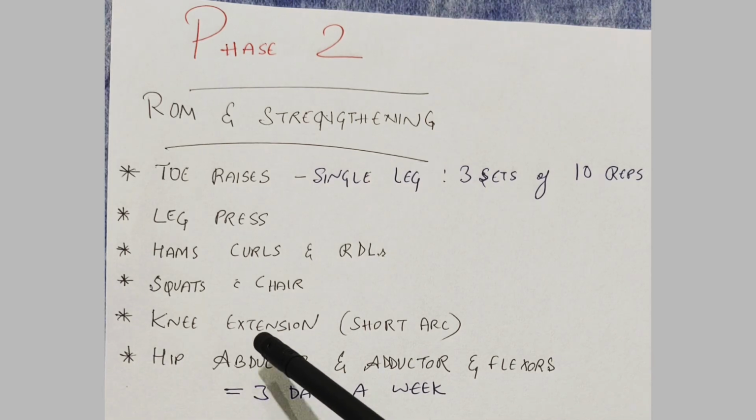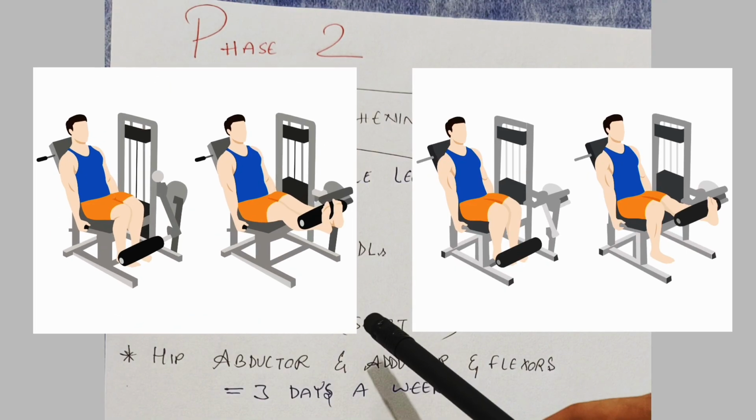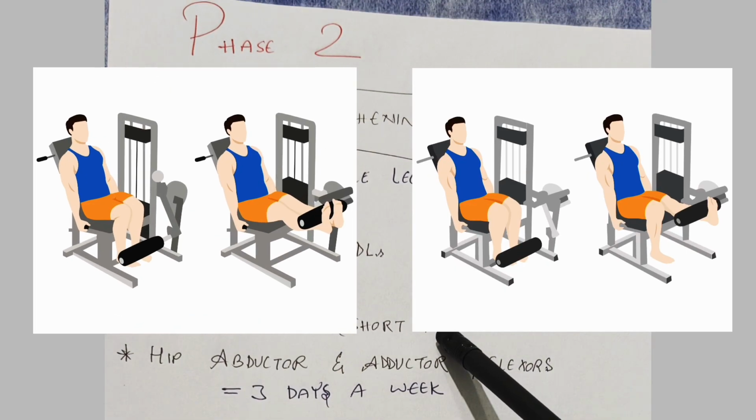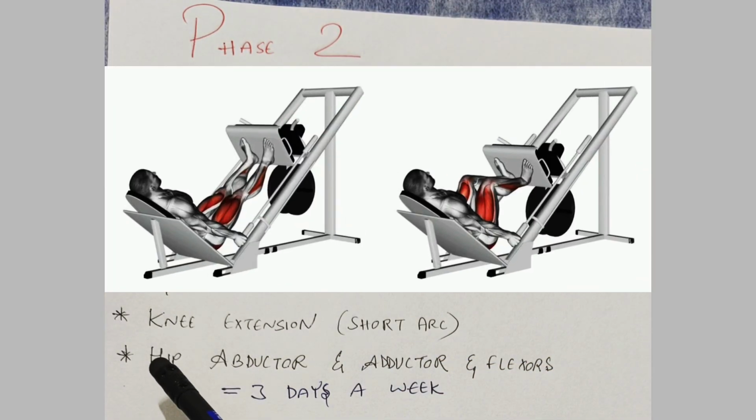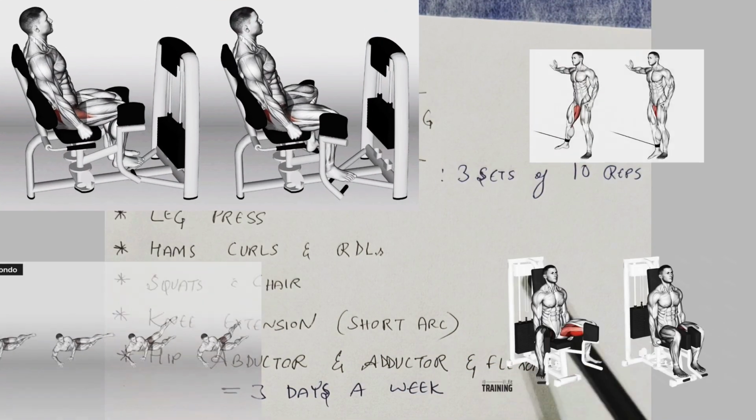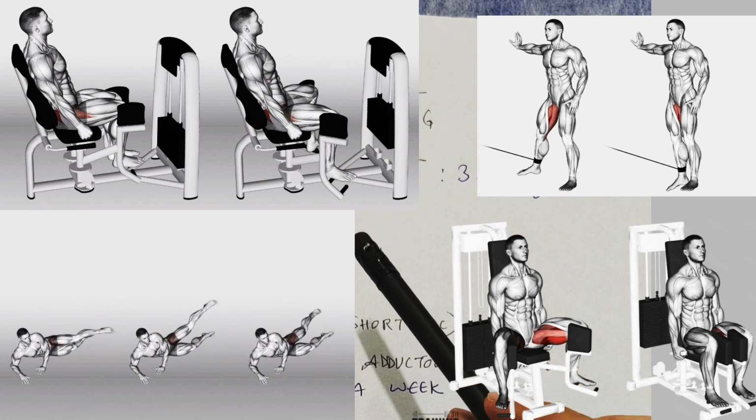And then there is knee extension exercise on the machine, the short arc one. Then we can use a leg press machine as well. We can train our hip abductors and adductors and the flexors using all the gym equipments.